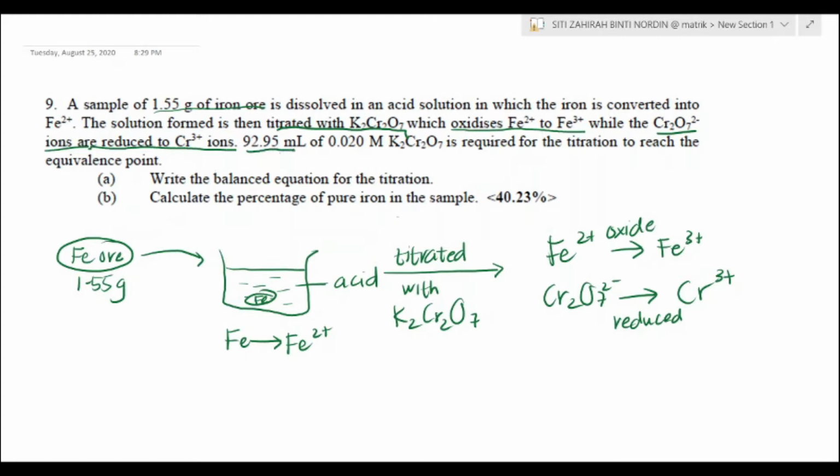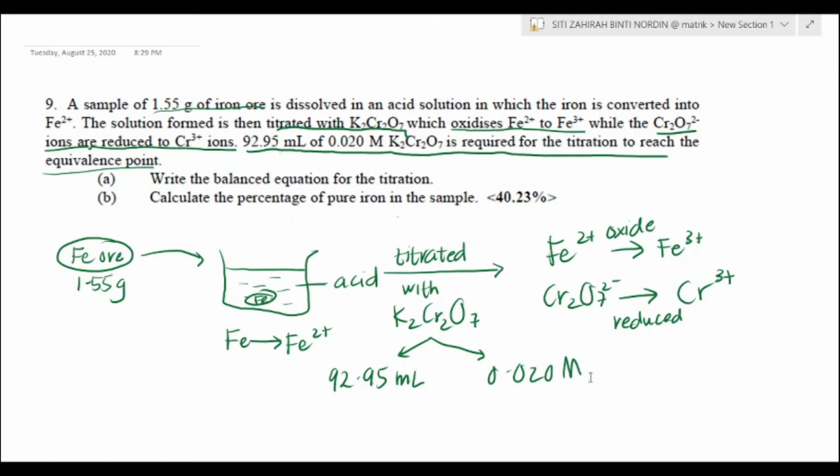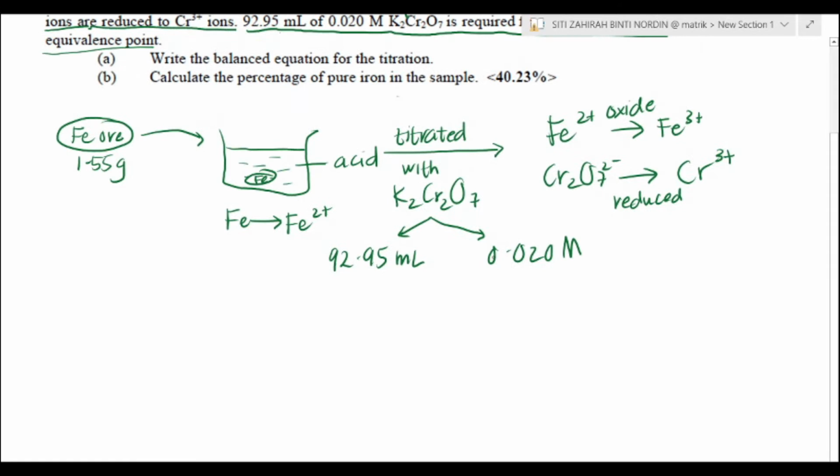So 92.95 ml of 0.02 molar potassium dichromate is required for the titration to reach the equivalence point. So the volume for potassium dichromate is 92.95 ml and the molarity is 0.02 molar. Alright, so first, write the balanced equation for the titration.